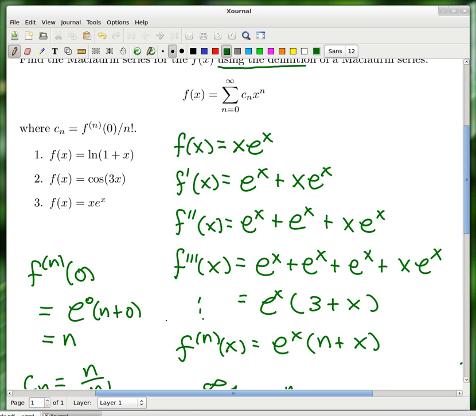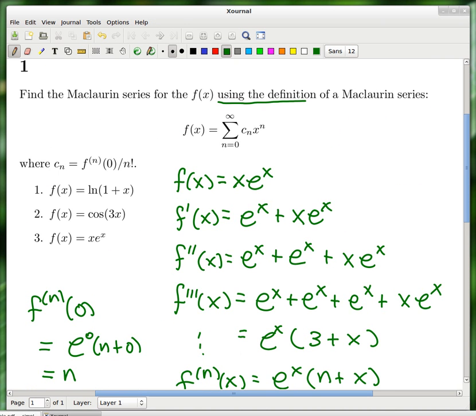Anyway, we have accomplished what we set out to do. We have found the Maclaurin series, and we have also found the interval of convergence for these 3 things, and that's all.